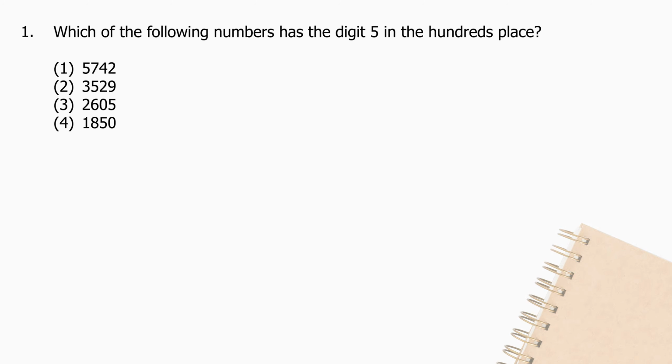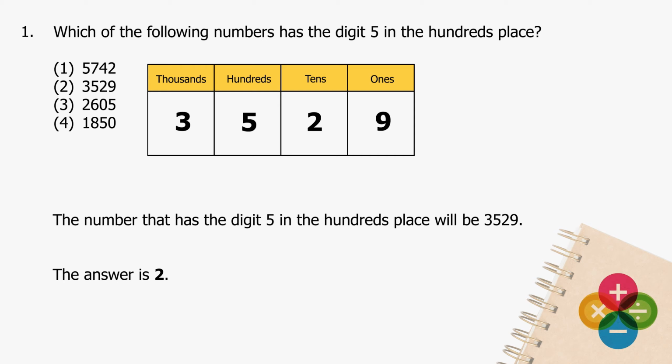Question 1. Which of the following numbers has the digit 5 in the hundreds place? The number that has the digit 5 in the hundreds place will be 3529. The answer is 2.